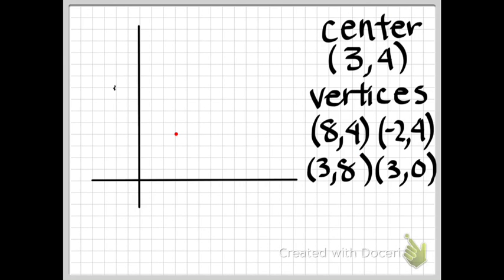Since we know our center and vertices of our ellipse, all we need to do is graph it. So if the center is (3, 4), and the vertices are (8, 4), (-2, 4), (3, 8), and (3, 0), the ellipse would look something like this. The center is (3, 4) right at this red dot, and the vertices are at (-2, 4), which is here, (8, 4), which is here, (3, 8), which is here, and (3, 0), which is here.